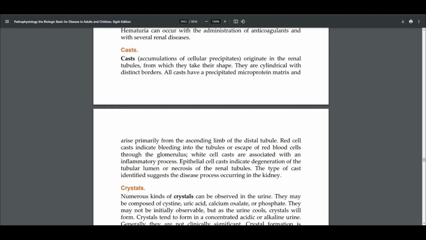Epithelial cell casts indicate degeneration of tubular lumen or necrosis of renal tubules. The type of cast identified suggests the disease process occurring in the kidneys.